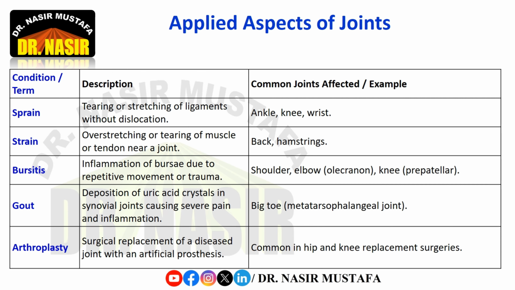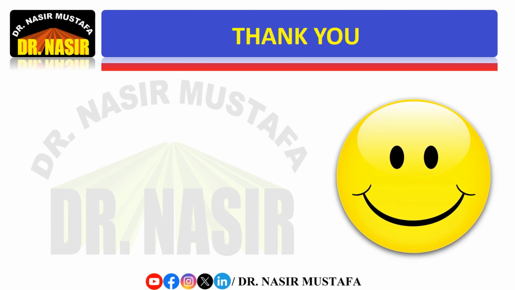Gout results from the deposition of uric acid crystals in synovial joints, causing severe pain and inflammation, most often in the big toe's metatarsophalangeal joint. Finally, arthroplasty refers to the surgical replacement of a diseased joint with an artificial prosthesis, commonly performed in hip and knee replacement surgeries. That brings us to the end of today's lecture on the anatomy of joints.